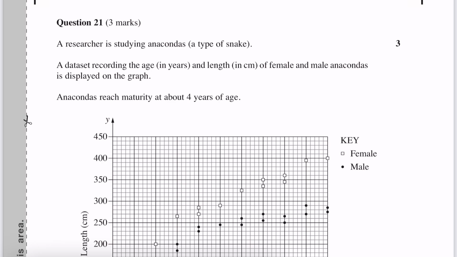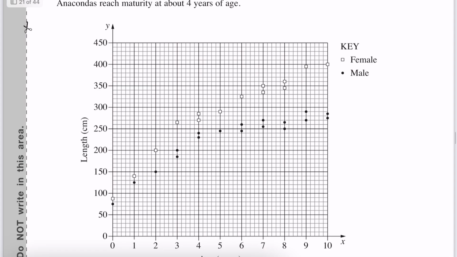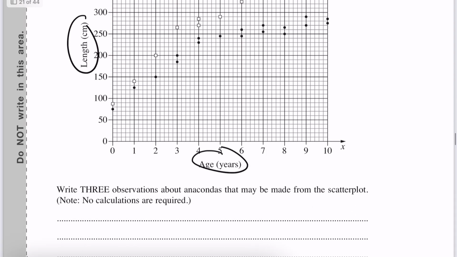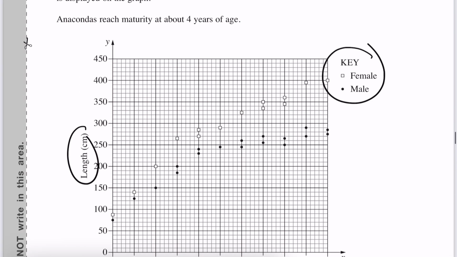Question 21 says, a researcher is studying anacondas, which is a type of snake. Dataset recording the age in years and length in centimeters of female and male anacondas is displayed on the graph. Anacondas reach maturity at about 4 years of age. So they give us all this great information, and they give us a graph here showing how anacondas increase in their length as they increase their age. And we have a key here.